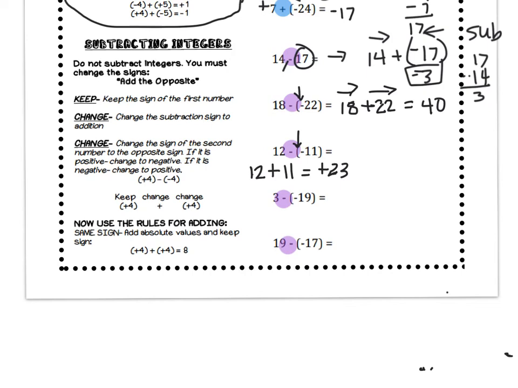And then here we're going to keep our first number, change our sign, and then do the opposite. That's a negative, so it'd be 19. And then we would add them together, 22. And positive. And so here we would have 19, keep it, change the sign, 17 equals 36. And it would be positive.